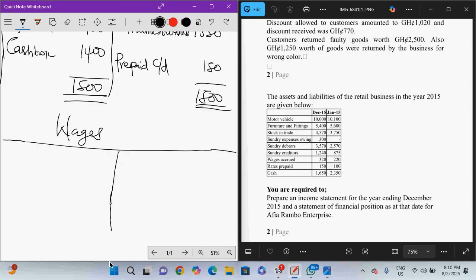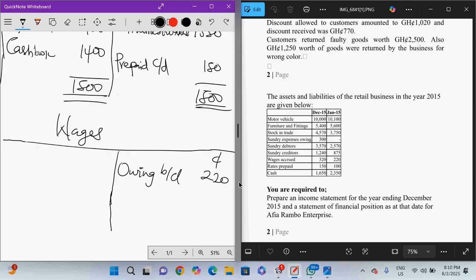Therefore, the wages owing or the accrual balance brought down will be how much? The balance brought down is 220. And then the closing balance owing is 320. If you have a question, you ask. But then because I have to be fast, I'm just teaching.